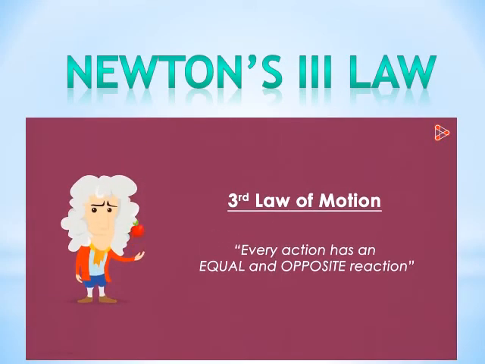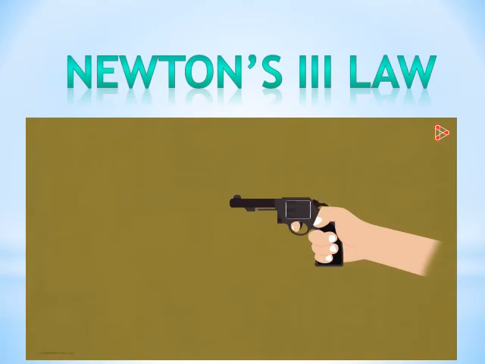We take one last example to understand something very interesting about the third law. What happens when a gun is fired? You're right, it exerts a forward force on the bullet, and the bullet exerts an equal and opposite reaction force on the gun. And this shows in the recoil of the gun, a perfect example of Newton's third law.